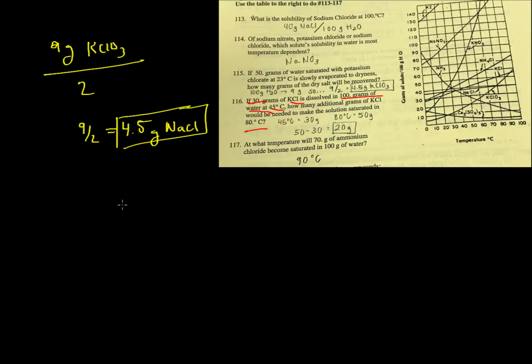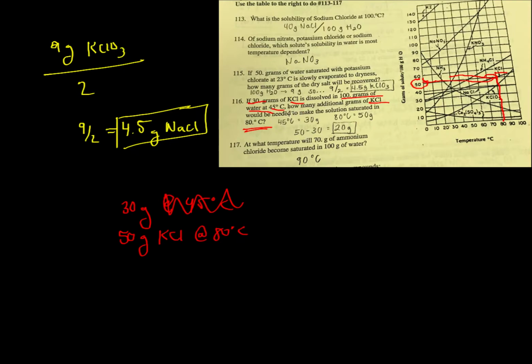Alright. So 30 grams at 45 degrees Celsius. In fact, we don't even need that part, just 30 grams. What we do need to find out is how many grams of potassium chloride is at 80 degrees Celsius. So let's find it on our graph. So there's potassium chloride, and we care about 80 degrees Celsius. So I'll go up to potassium chloride, and it looks like it's at 50. So there's 50 grams of potassium chloride at 80 degrees Celsius.